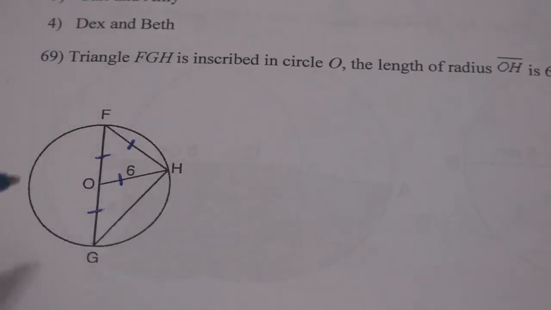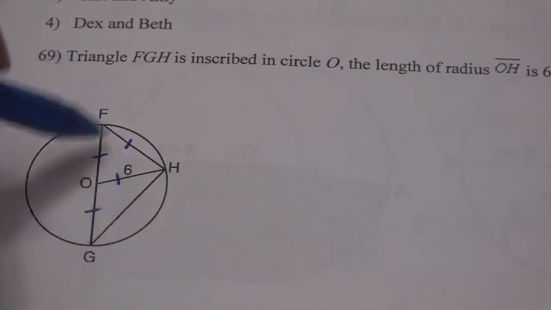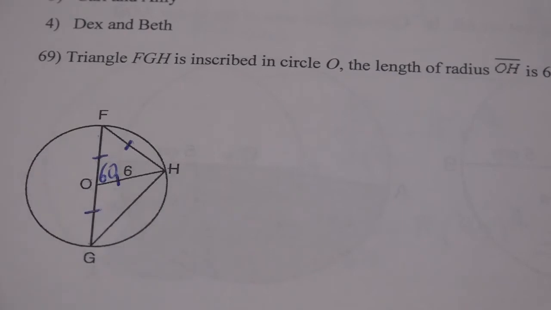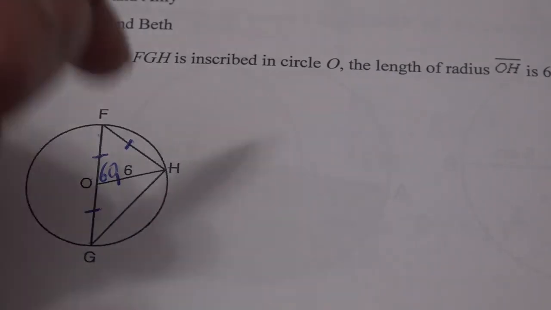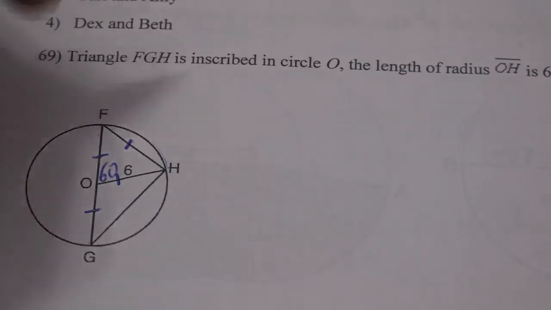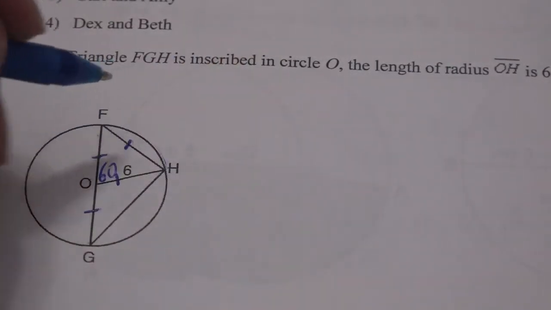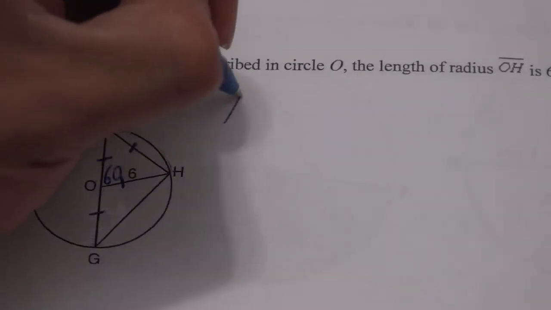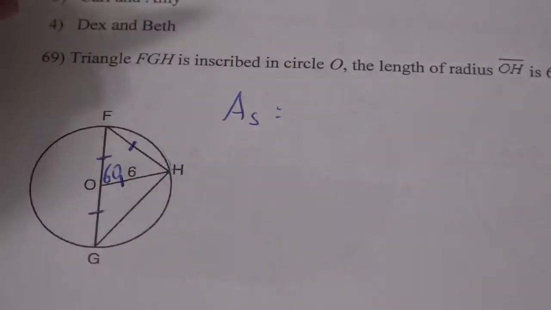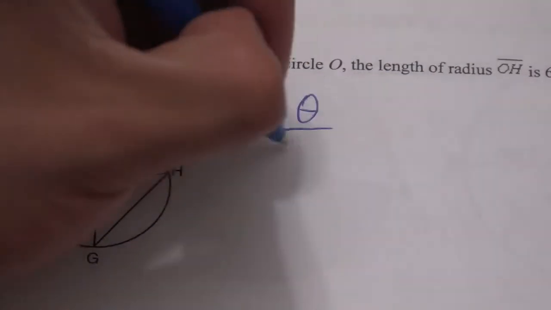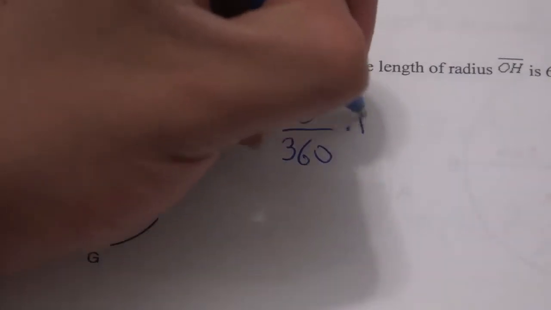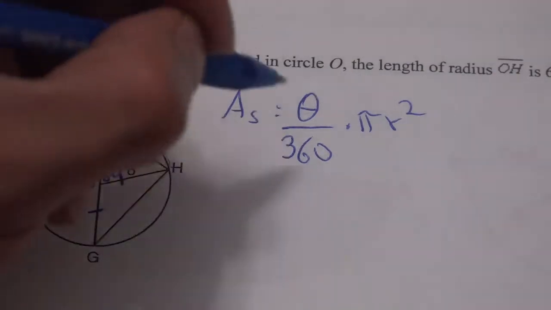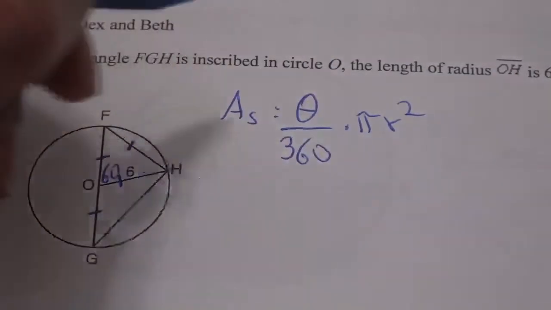All right. Anyway, what do they want? What is the area of the sector formed by angle FOH? I know this angle is 60 degrees. Why? Because this is an equilateral triangle. Therefore, this right here is 60. So now I could use the formula. Well, the sector is given to me in degrees, so I'm going to use the area of the sector in degrees. How do I do that? Remember, when it's in degrees, you do theta/360 times pi r squared. If they give it to you in radians, then it's theta/2 times r squared.